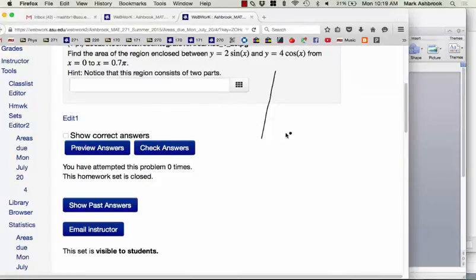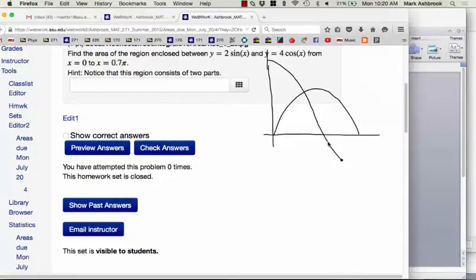So y equals, wow. Okay, y equals 2 sine x, something like this, between 0 and pi. And then 4 cosine x is going to be starting up here, say, and going like this. Okay, and then between 0 and 0.7 pi. So 0 is here, and 0.7 pi might be something like this. Okay, so it says enclosed between those curves, and then from 0 to 0.7 pi.